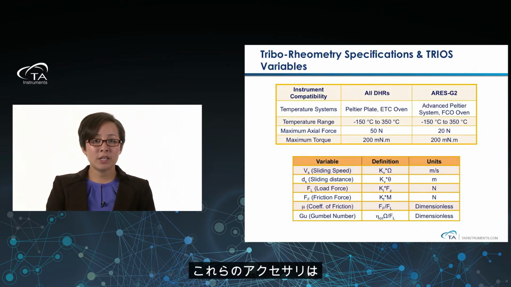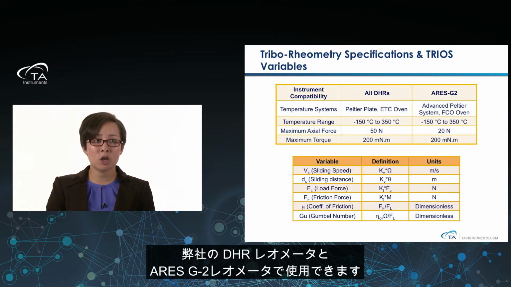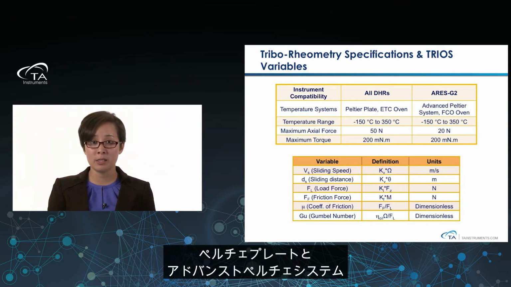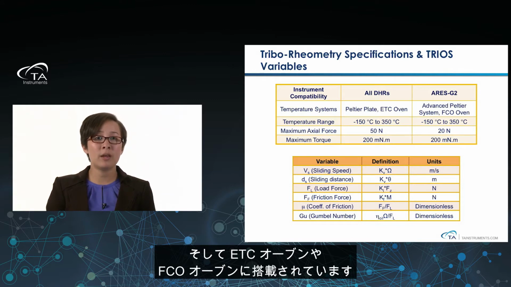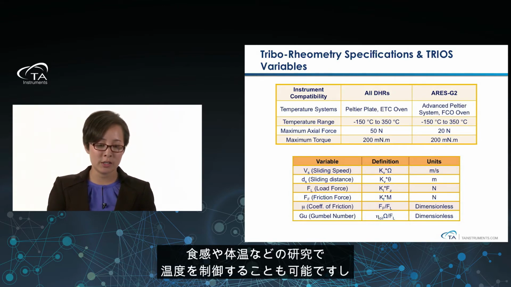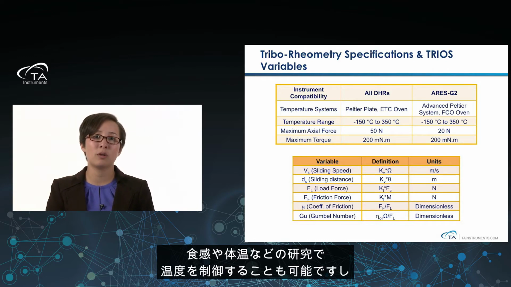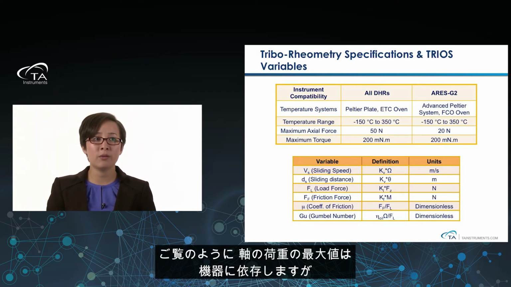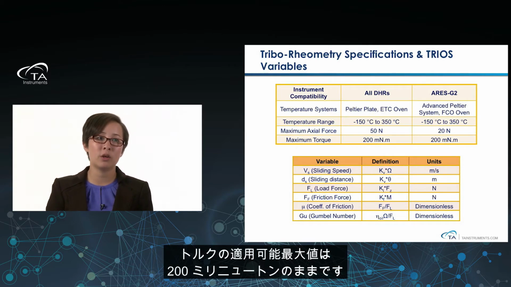Now, all of this accessory is compatible with all of our DHR rheometers and our Aries G2 rheometers. We can have temperature systems and temperature control with either the Peltier plate or advanced Peltier system, and the ETC oven or the FCO oven. The temperature ranges can go from -150 all the way up to 350, so if you're doing studies such as mouthfeel or body temperature, we have control up to that temperature, or if we're doing studies at elevated temperatures, we have the ability to do that as well. The maximum axial forces, as you can see, will vary based on the instrument, but the maximum torque that you can apply is still 200 milliNewton meters in torque.